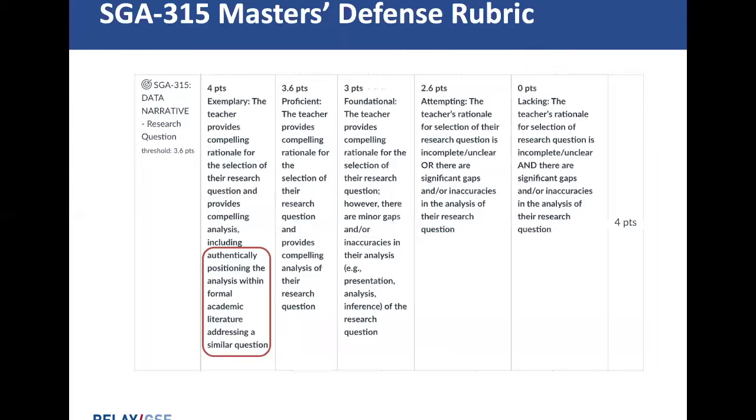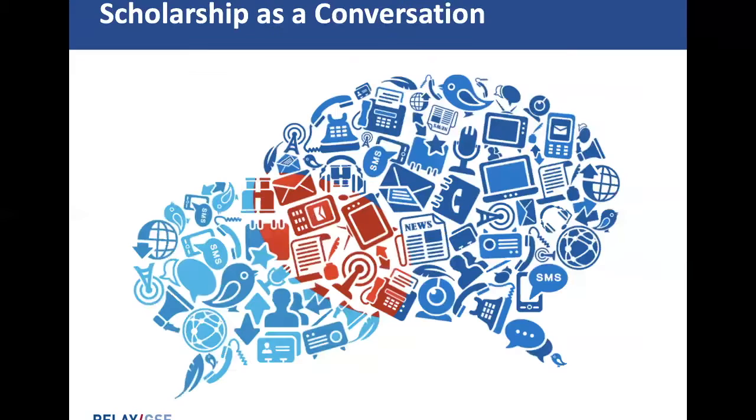In order to turn this example into exemplary, however, the student would have had to authentically position their analysis within the formal academic literature addressing a similar question, as seen in the outline sections of the rubric on this slide. So, what does that mean?